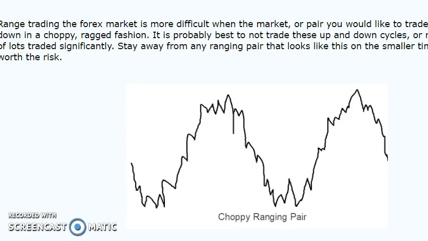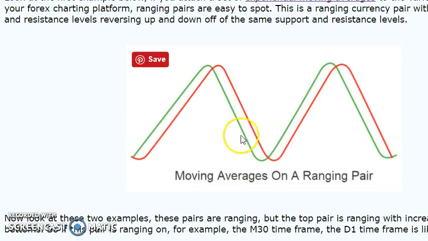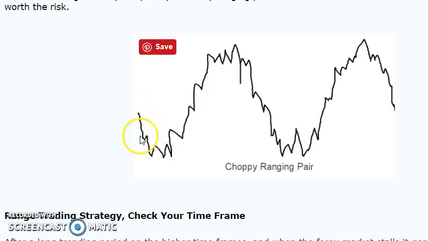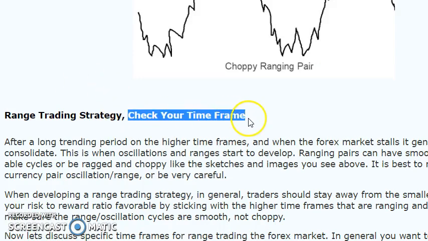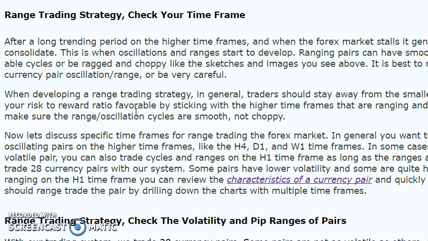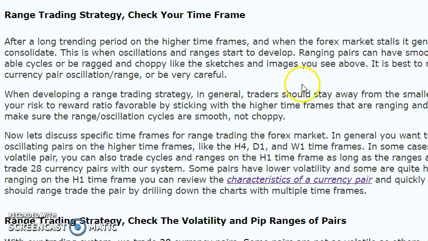Now, once again, range trading isn't always smooth cycles. It doesn't always look like this. Sometimes you have a choppy market, and it might be best to either trade fewer lots or not trade at all. So the first thing you want to do when you see currency pairs that are ranging is check your time frame. You want to look for oscillating and ranging pairs on the H4, D1, and W1 time frames.